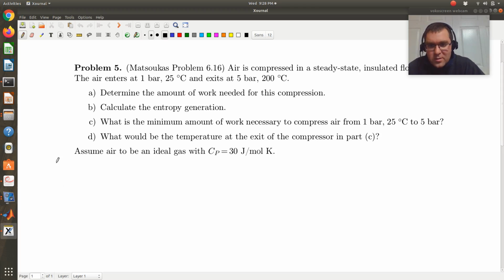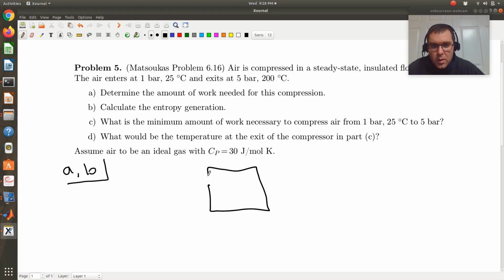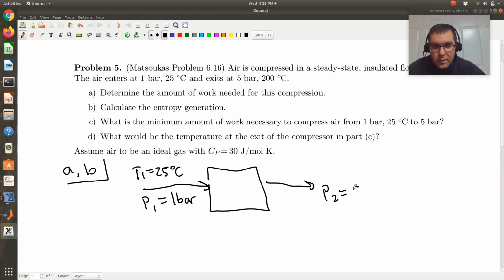Alright, so let's start with, I'm going to call it, part A and B. We'll just solve both of them together. So I'm going to start with my picture. Okay, so here's my compressor. Air is going to enter at a temperature of 25 degrees C and a pressure of 1 bar. Then air is exiting at a pressure of 5 bar and a temperature of 200 degrees C.